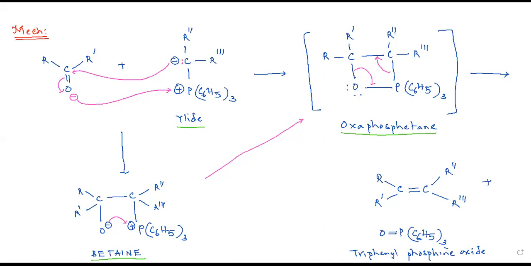Now the interesting part is this betaine is dipolar. It has got two poles. The one that has got two poles on its two ends is called a dipole or polar molecule. Now let me give you an example.